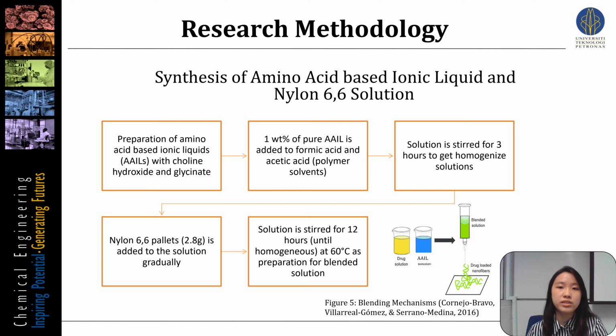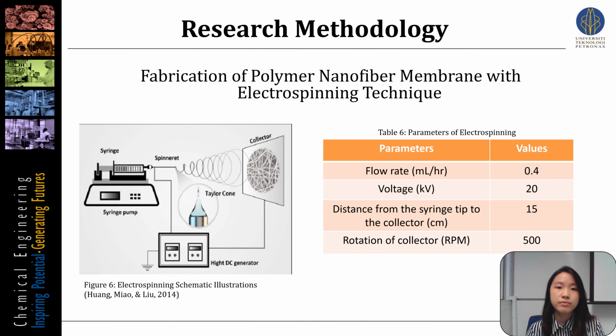The second step is to synthesize the amino acid-based ionic liquid and nylon 66 solution. Basically, the nylon 66 pellets, formic acid, and acetic acid will be added to choline glycinide from the previous step. Then the solution will be stirred for 12 hours or until homogeneous as preparation for the blended solution. And this is the fabrication of polymer nanofiber membrane with the electrospinning technique. The blended solution will be placed in the syringe, and Table 6 is the detailed parameters for electrospinning.